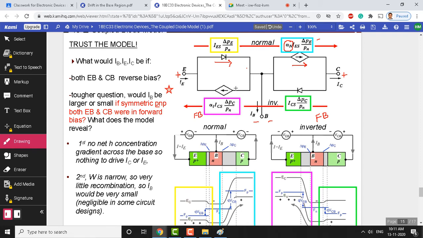And look here now, when the collector is doing the emission. Since we also forward biased this collector-base junction, this diode will also do the emission job because of the forward bias. So now you can see this is doing emission and the emitter is doing the collection here.